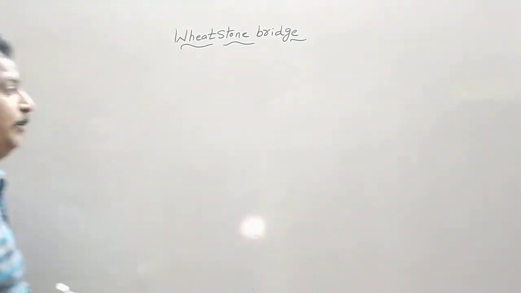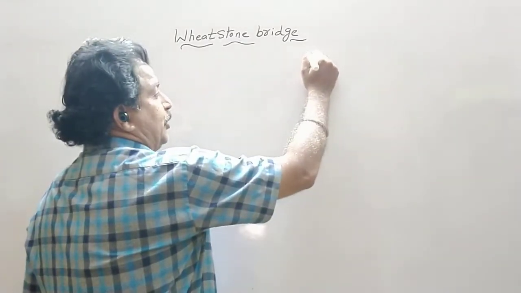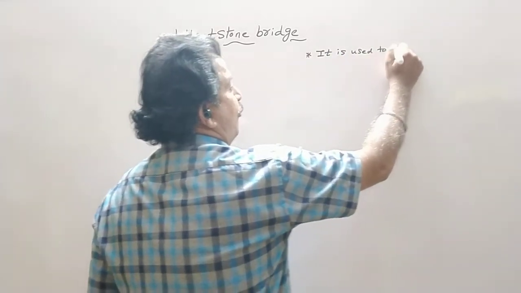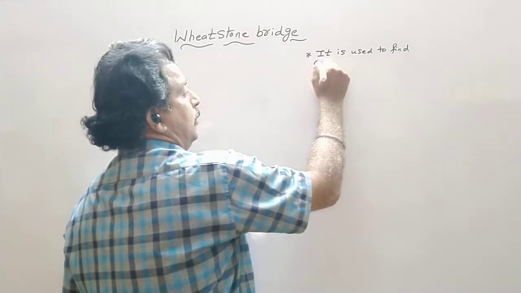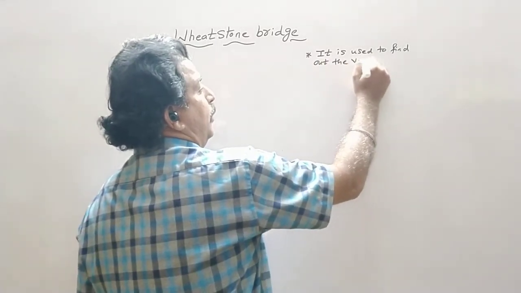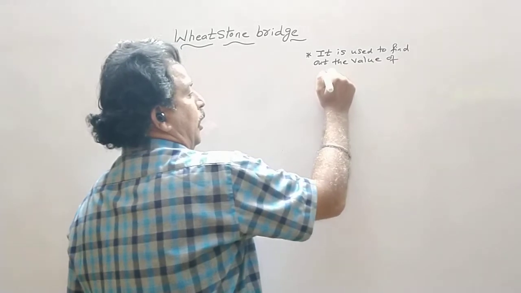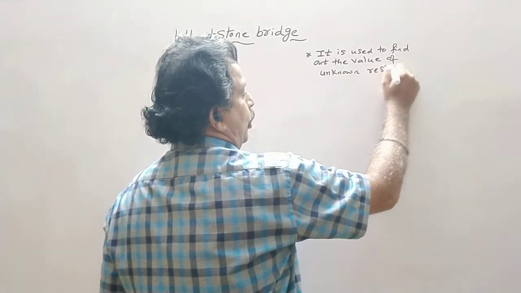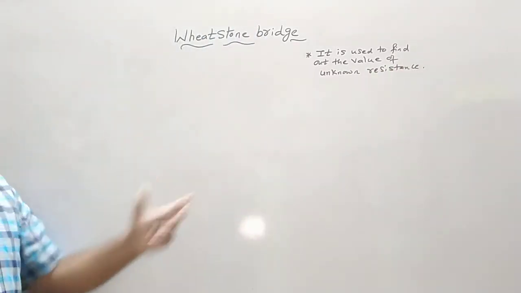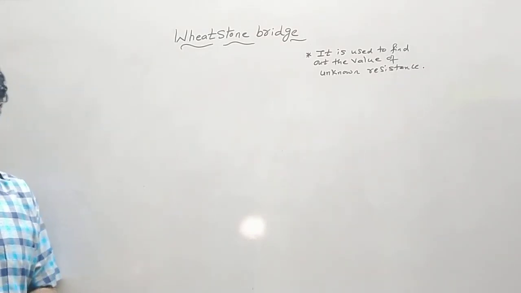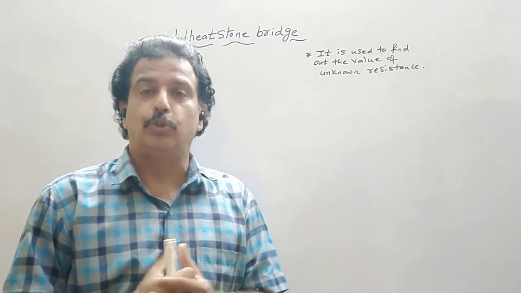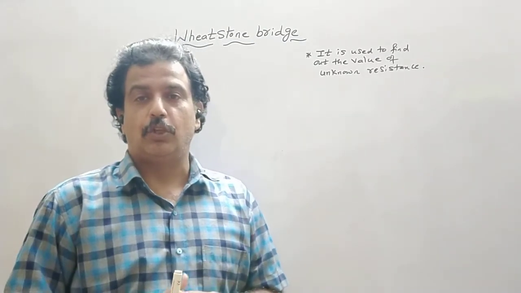Now Wheatstone bridge key point is it is used to find out the value of unknown resistor or unknown resistance. So if we don't know the value of the resistance, or a resistor is given whose value is not known to us, then we will use this Wheatstone bridge.